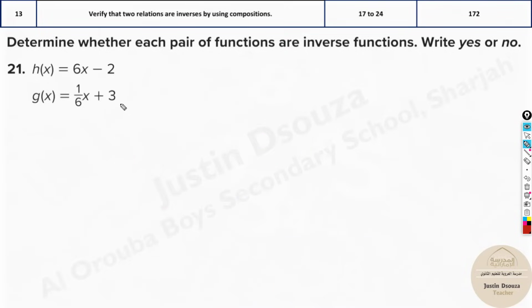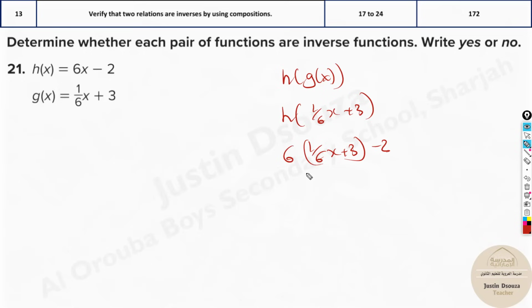Now here, these two functions do not seem to be inverses, because over here it doesn't match properly, but still, let's see. If it was 6 or something, it should have been 12 over here, then it would have been inverse. Let's solve this. So h of g of x, and we have h of 1/6 x plus 3. Now substitute over here: instead of x, you put 1/6 x plus 3, minus 2, and now multiply the 6 inside. It'll be 6 by 6, x plus 3 minus 2. You will be getting x plus 1.